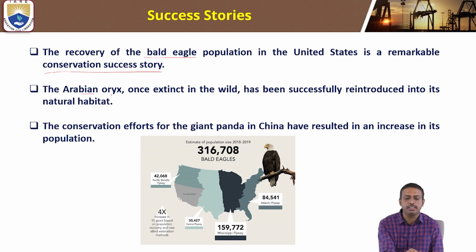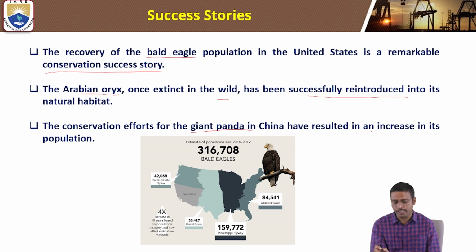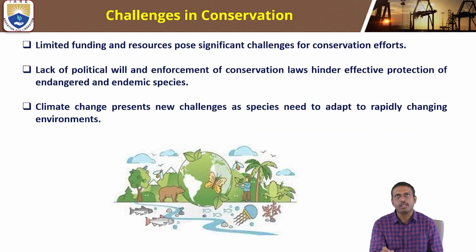Arabian oryx, once extinct in the wild, have been successfully reintroduced into their natural habitat. Conservation efforts for the giant panda in China have resulted in an increase in its population. These are the success stories of endemic and endangered species.